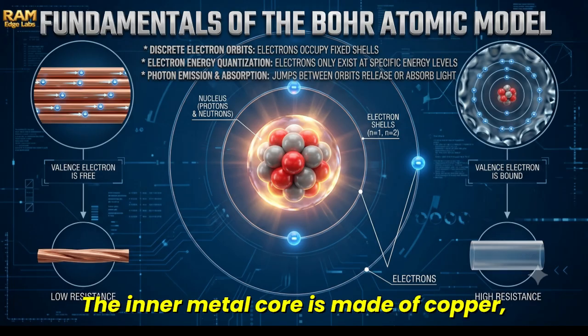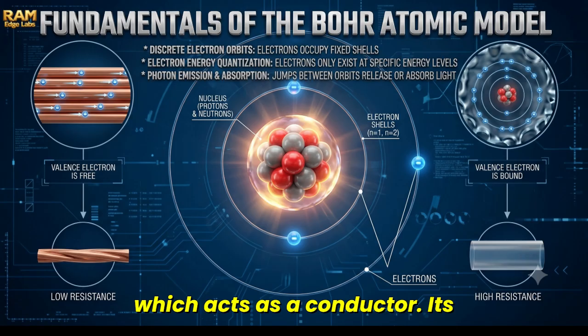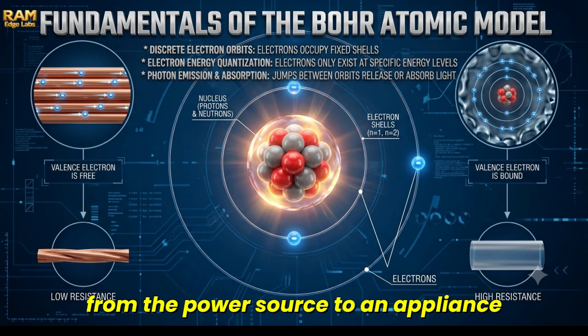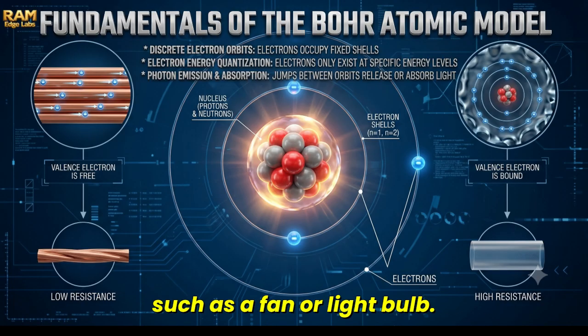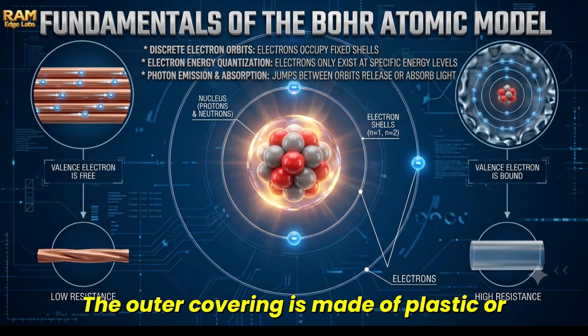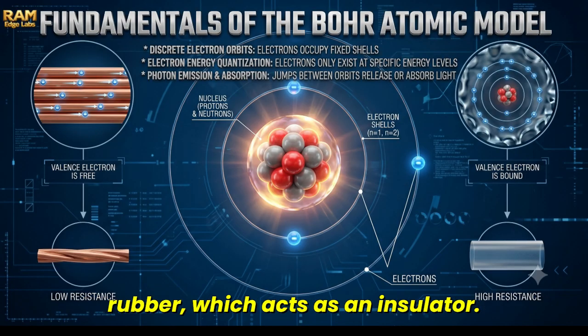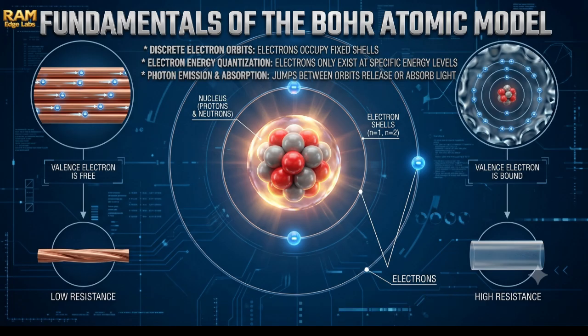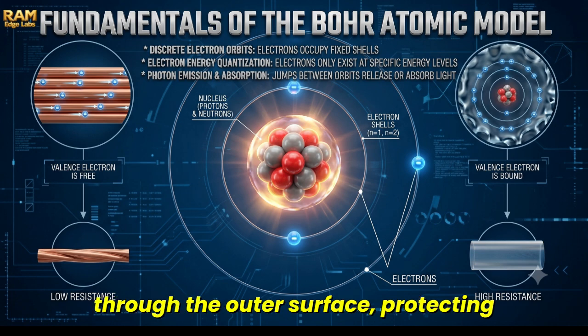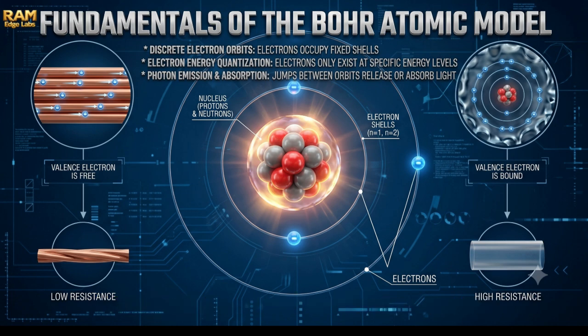The inner metal core is made of copper, which acts as a conductor. Its free electrons carry electrical current from the power source to an appliance, such as a fan or light bulb. The outer covering is made of plastic or rubber, which acts as an insulator. The tightly bound electrons in the plastic prevent current from flowing through the outer surface, protecting people from electric shock.